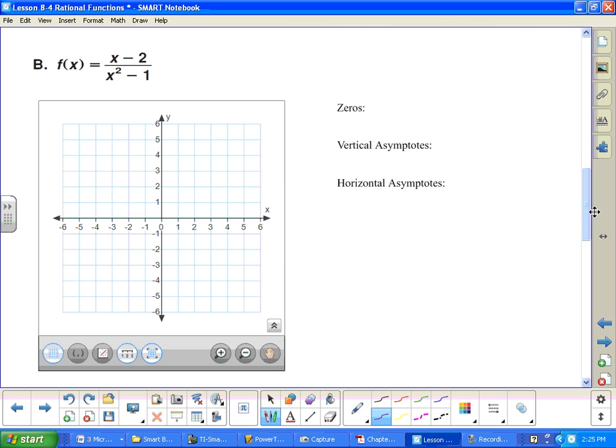Letter B. Our function is x minus 2 over x squared minus 1. And once again, we're going to find the zeros, vertical asymptotes, horizontal asymptotes if there is one, and then graph it. And the first thing you always do is factor. Anything that can be factored, factor it.